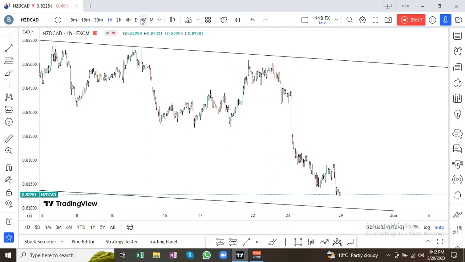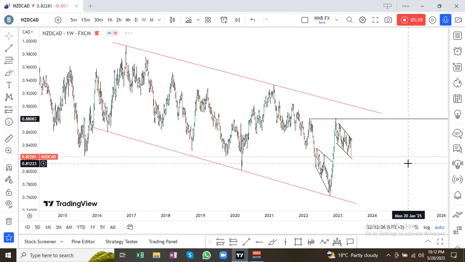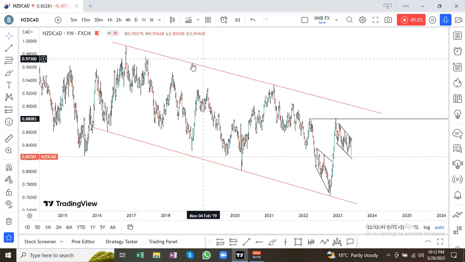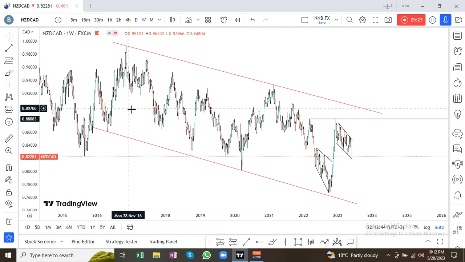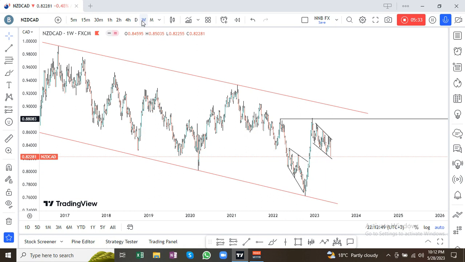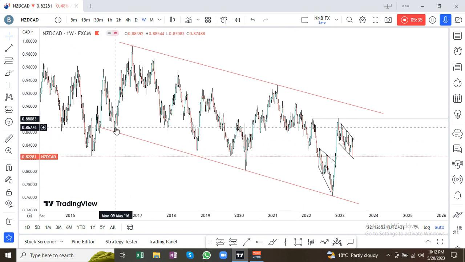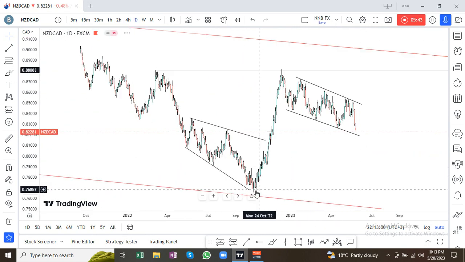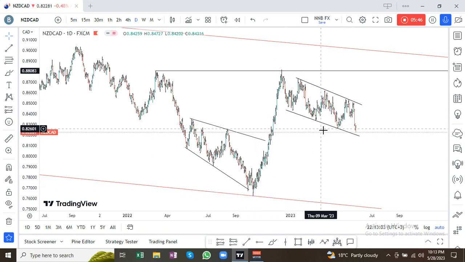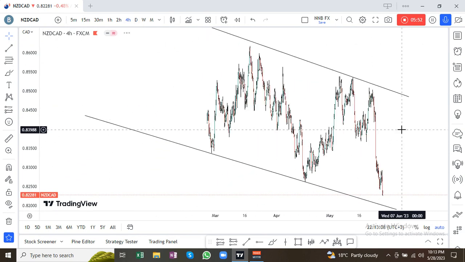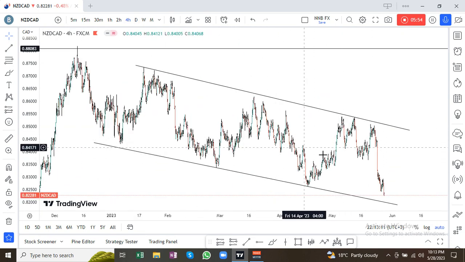dollar against the Canadian dollar. On this pair, we can see that the market on the weekly time frame was forming a bigger structure, which looks like a falling channel. You can see on this channel the market had touched it first time, second time, and on the third touch it impulsed up. On the daily time frame, we can see that after this impulse up, right now it's forming some sort of a continuation structure. If we go down to the 4 hour time frame, we can see that the market had touched this structure.